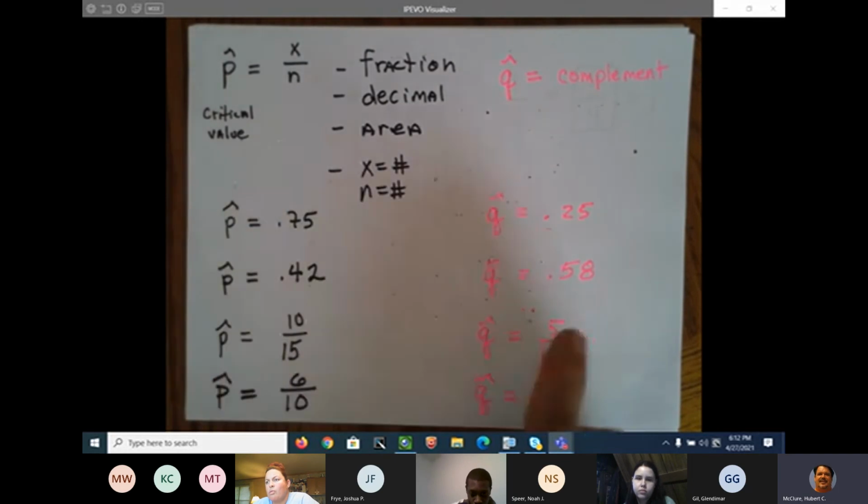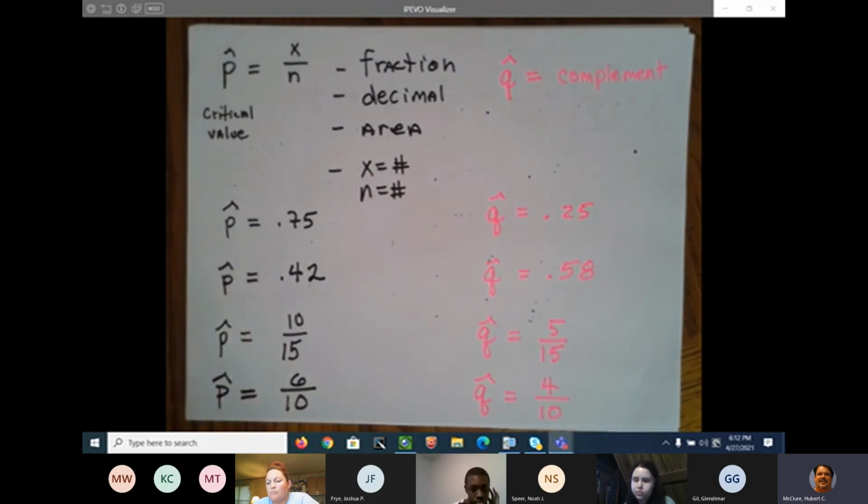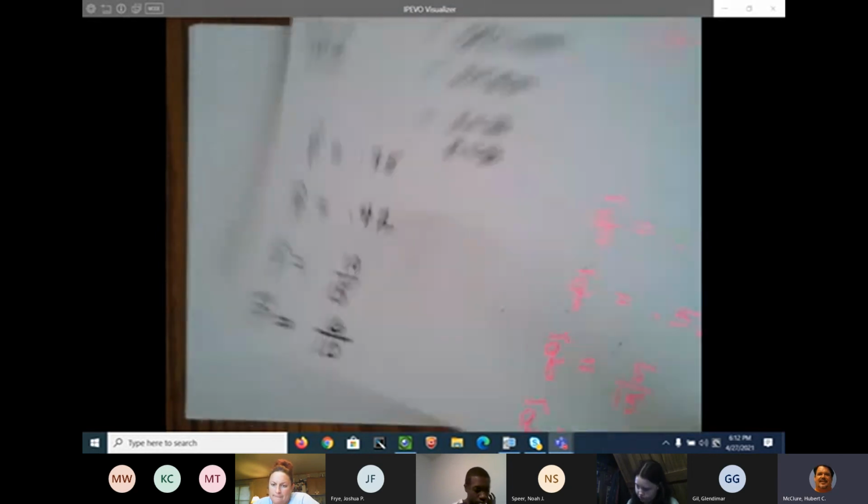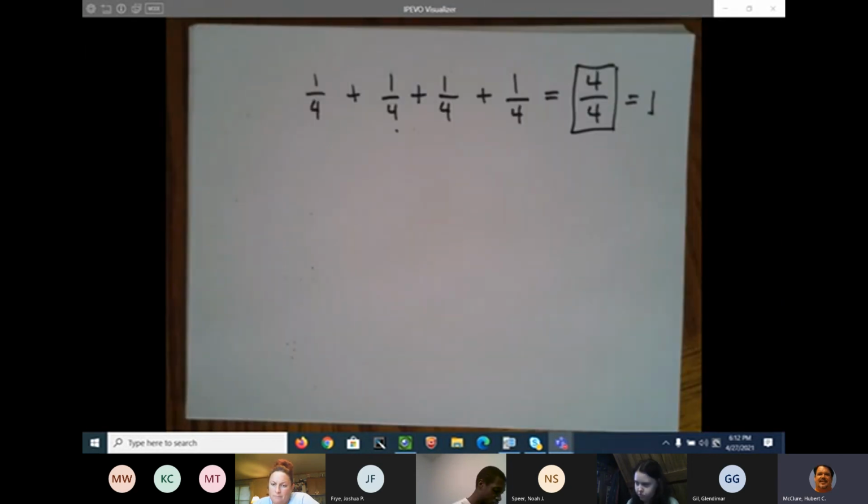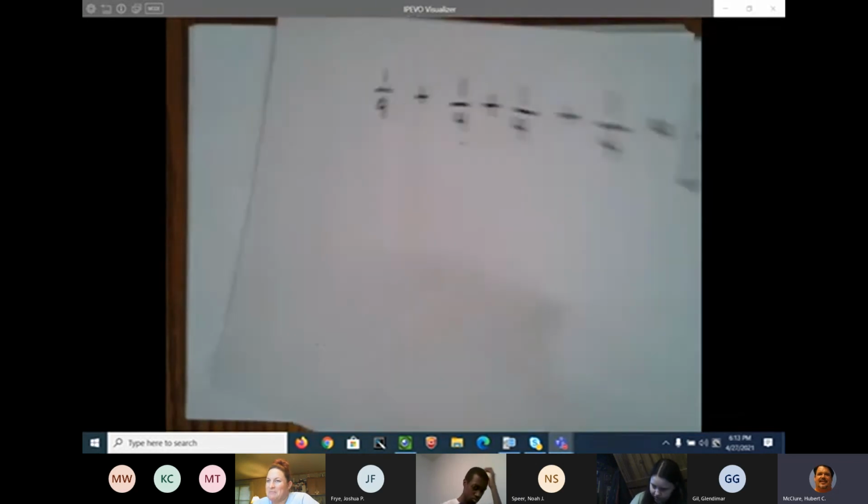Okay, so there's P hat and Q hat. Next, and all this is going to come together in just a few minutes when I show you the formula that we're going to be using. I was gonna say it can't be that easy.